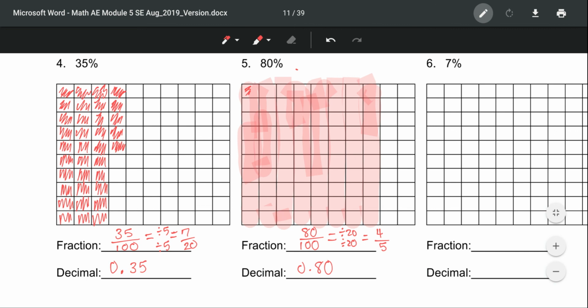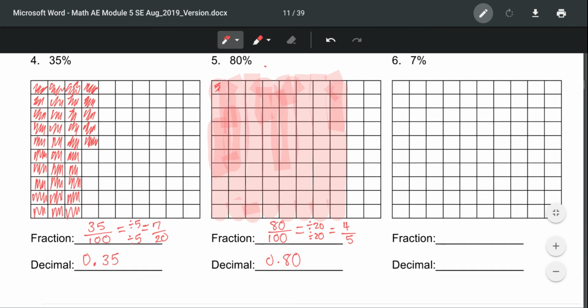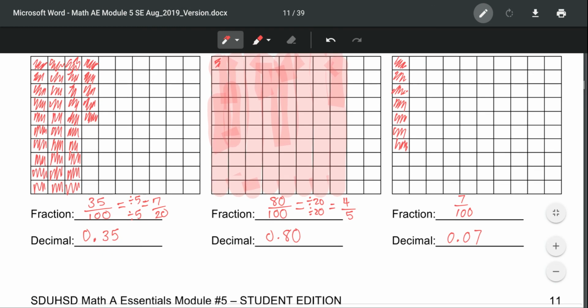Number 6, you want to write 7% as a fraction. So 7% means 7 out of 100, which 7 and 100 don't have anything in common, so you can't reduce. So now as a decimal, 7 out of 100 means 7 hundredths, so you can write that as 0.07, and you can shade in 7 of these squares. So you have 7 out of the 100 squares shaded in.